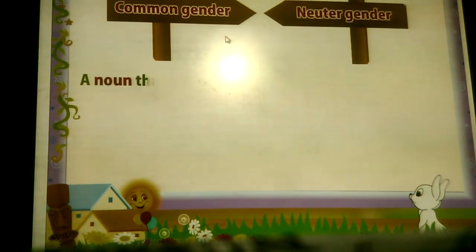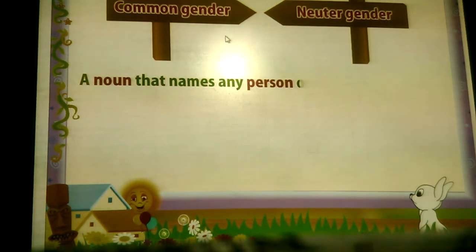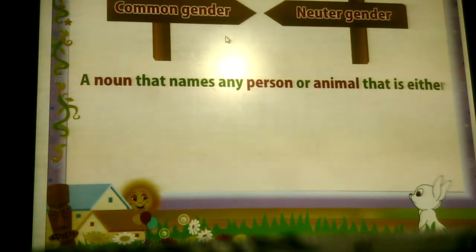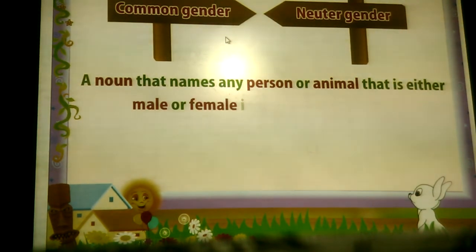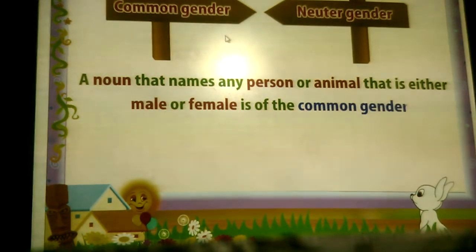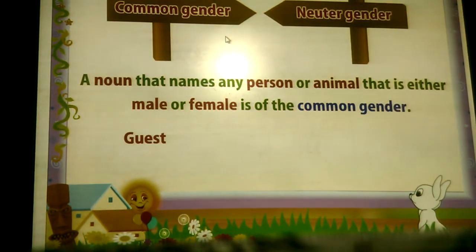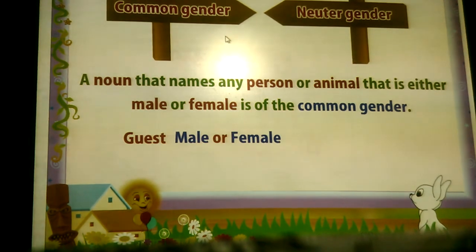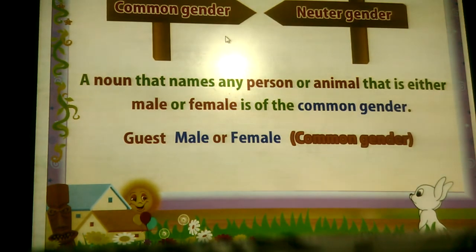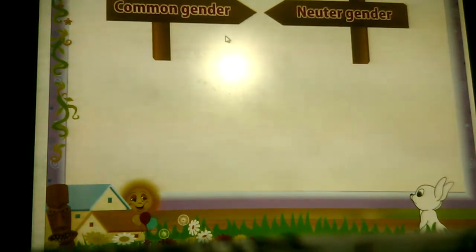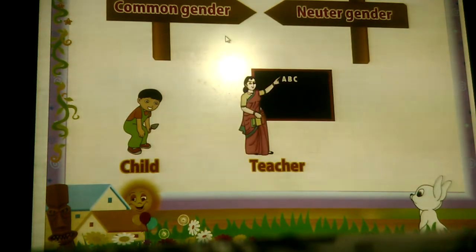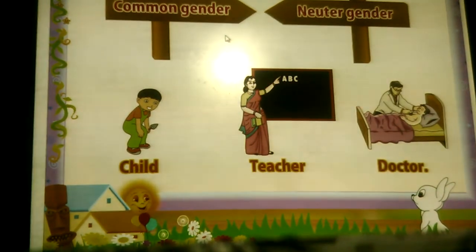A noun that names any person or animal that is either male or female is of the common gender. A guest can be male or female. It is a common gender. Similarly, a child, a teacher, or a doctor.